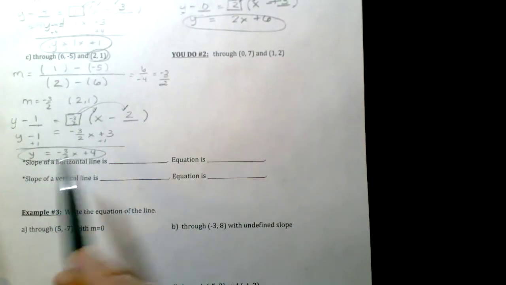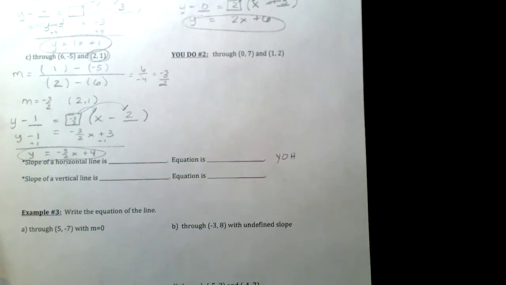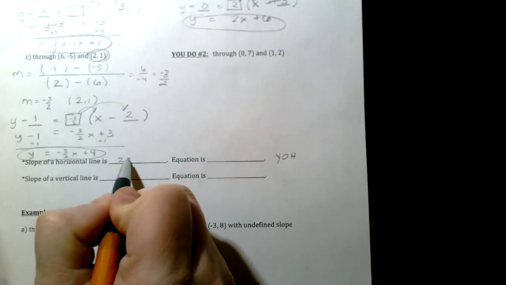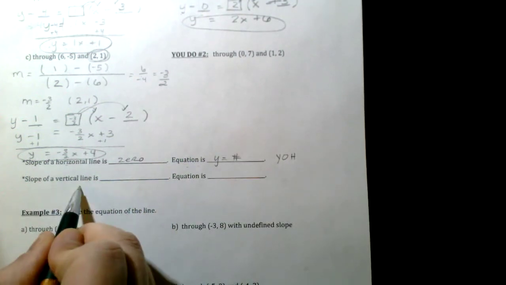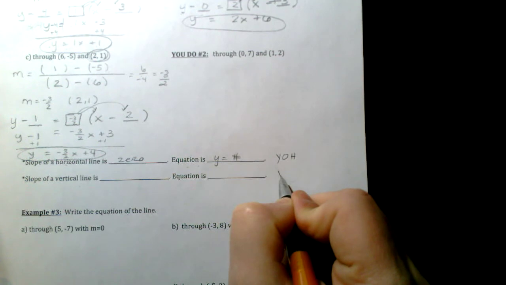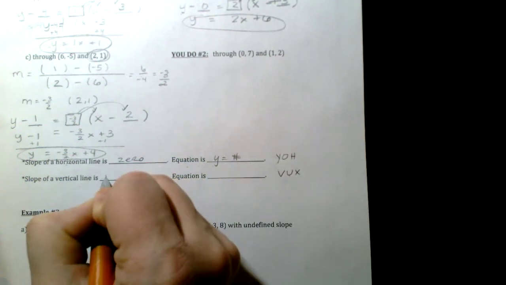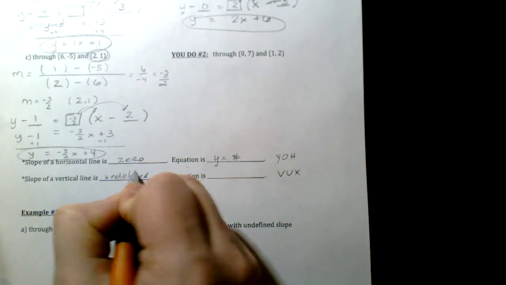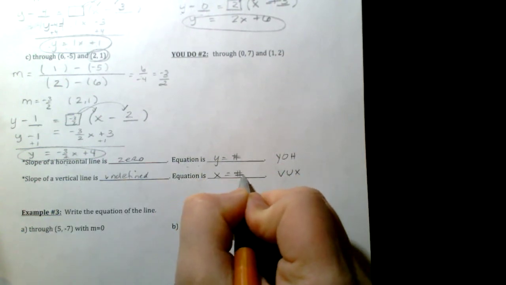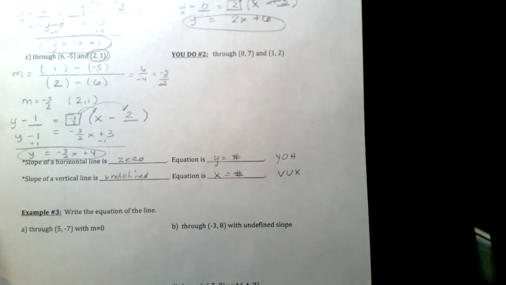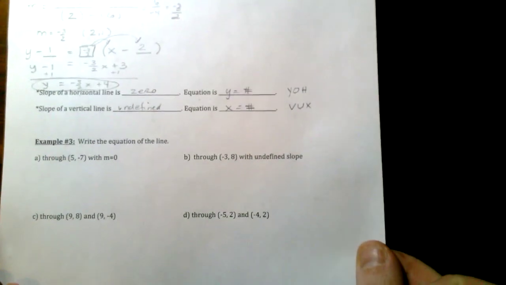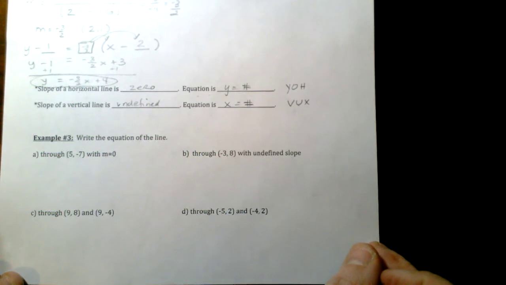Your notes did include today a quick reminder. As soon as you see horizontal line, you should think, hoy. So the slope is 0. The equation is y is equal to a number. The slope of a vertical line is, u stands for undefined. And the equation is x is equal to a number. These are our special cases. They will not ever be considered slope-intercept form. Okay, they're kind of the special ones. So we will come across those in our equation writing today.